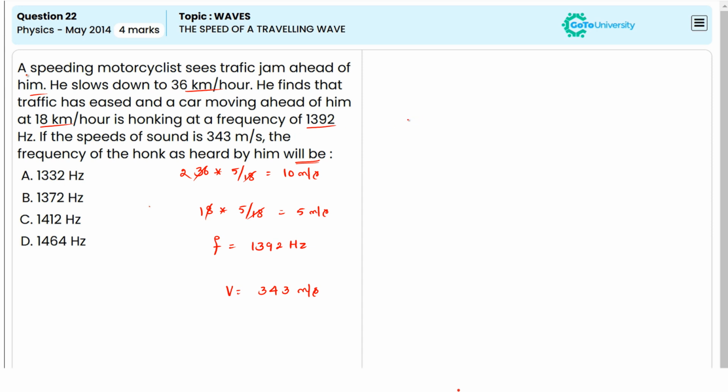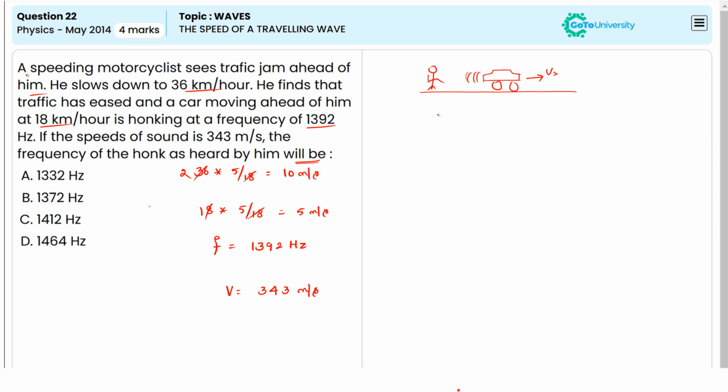Then if you are going to draw the diagram, one person is the observer here. This is the observer. And one car is moving. We can draw the diagram. One car is moving in this direction with Vs, and it is honking. At what frequency he can hear that sound, we need to find here.